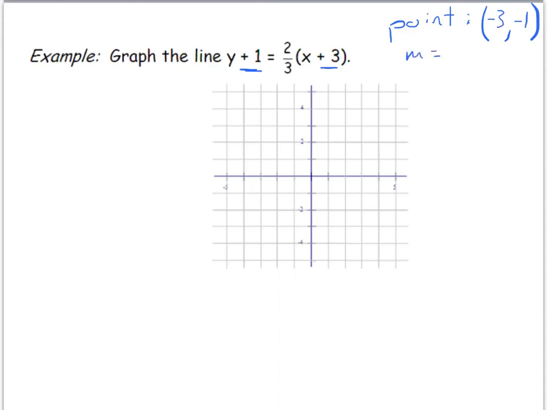So that's my point, and then my slope from this line is 2/3. So I'm going to go to the point -3, -1, and plot it. So there's my point, -3, -1, and then I'm going to do a slope of 2/3. So up 2, right 3, up 2, right 3. Once you've got that, all you have to do is just draw a line through it, and you're all set.